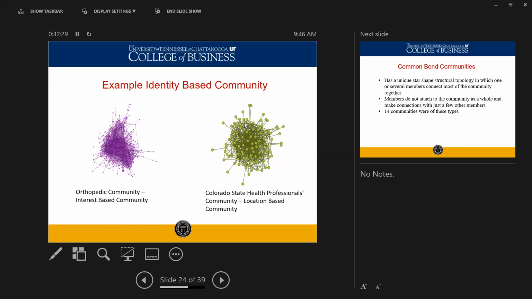So we named these communities as two types: identity-based communities. For example, one community had this kind of structure, and by looking at the profile, these people were interested in orthopedics, so it was an interest-based community. These were orthopedic surgeons, nurses, physical therapists, and so on. A location-based community was something like this: a Colorado State Health Professionals community, the people in Colorado who were interested in health professionals in Colorado. So it was more of a location-based community.